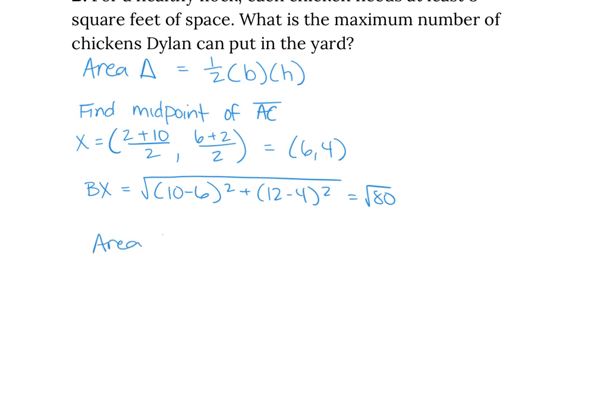So our area of triangle ABC is 1/2 our base, which was our AC, which we found to be square root of 80, and our height, which we found to be square root of 80. Once I calculate that, I get 40, and that's in feet. So our area of our triangle is 40 feet.